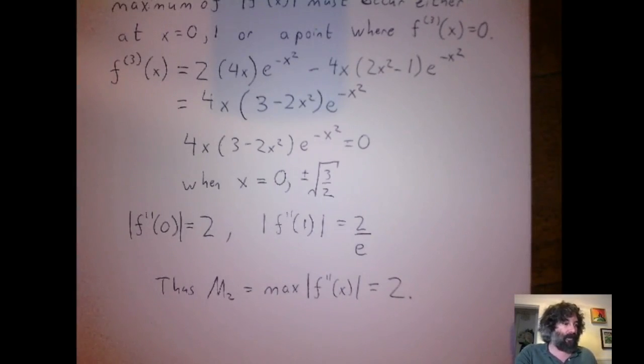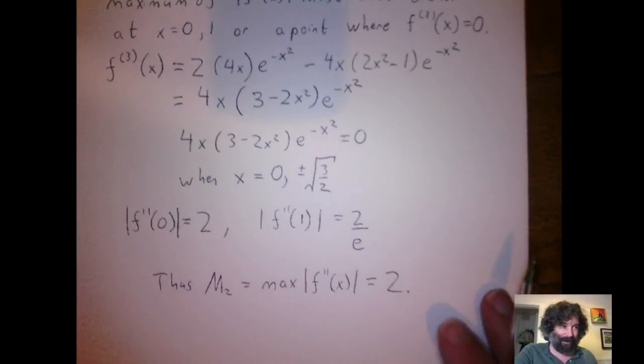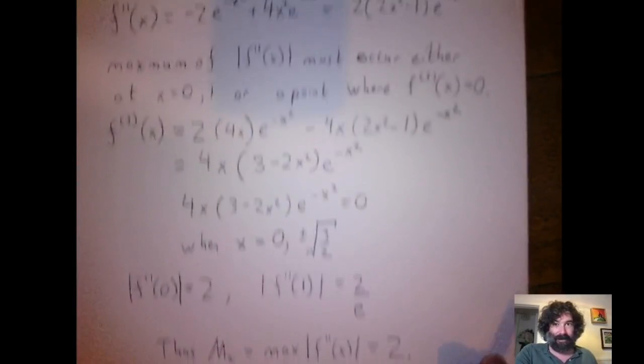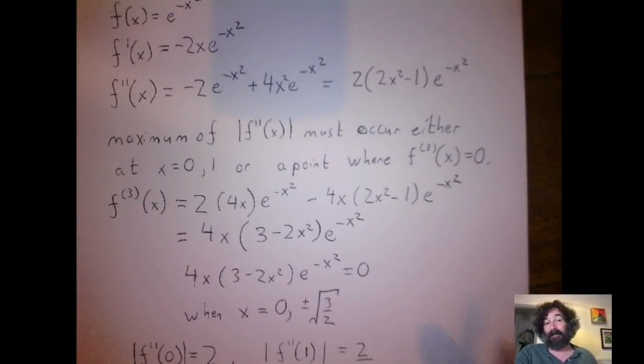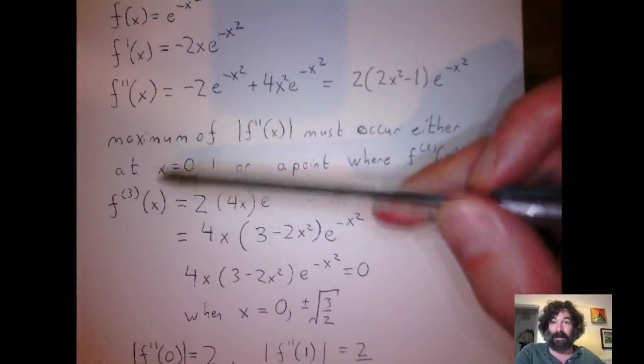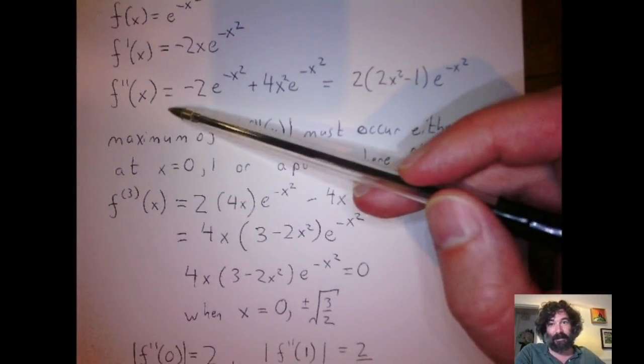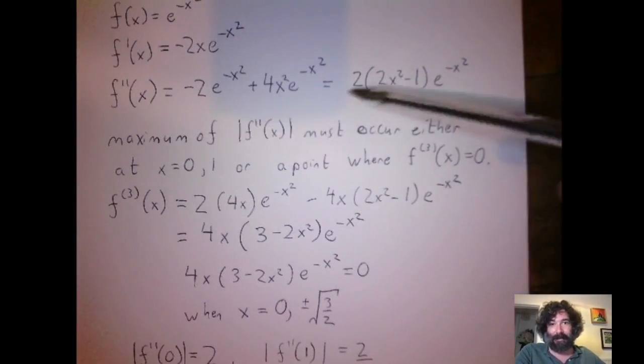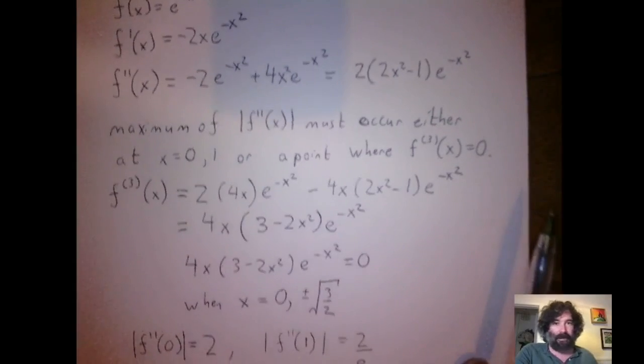Okay, so this is the value of m2. Now, in this case, it is possible to calculate m4 explicitly. You have to calculate the third and fourth and then actually fifth derivatives, because we need to check for the possible points where the fourth derivative could have a maximum.